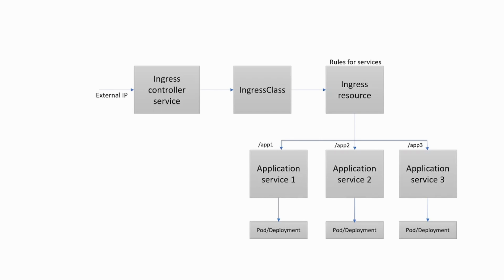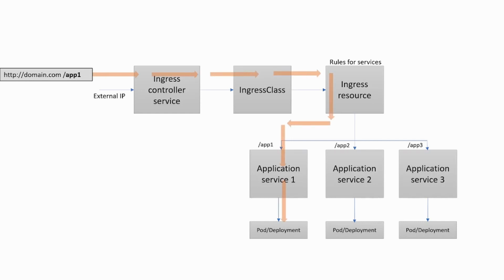Okay, so let us consider an input request coming to the cluster. So the domain name is domain.com/app1. So the request will be flowing in this direction, and according to the rule specified in the Ingress resource, it will be mapped to the app1 application service, and through that it will be connecting to the pods. Similarly, if an app2 request is coming, it will be routed to the app2 service as per the rules in the Ingress. Similarly for app3 as well. So this is the basic working of Ingress in Kubernetes, and we will see a quick demo.